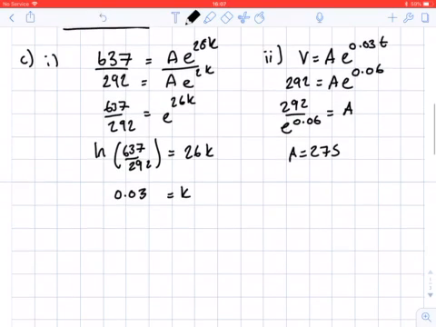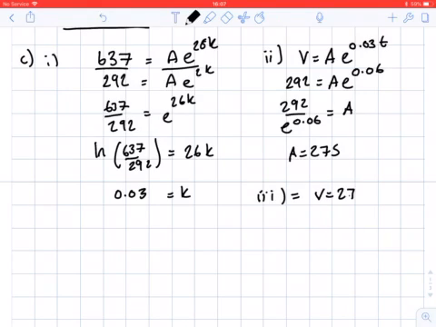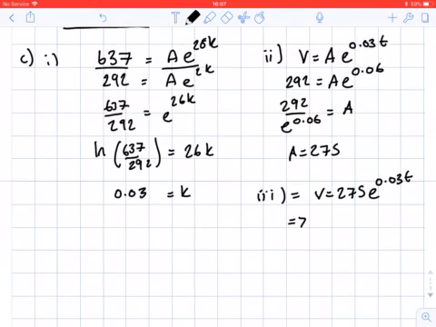The final part was, what is the initial value? Well, my final equation now is v is equal to 275 e to the 0.03t. Initial means when t is 0. So v will equal 275 e to the 0. That's 1. v would therefore be 275. So the initial value, v0, is 275.